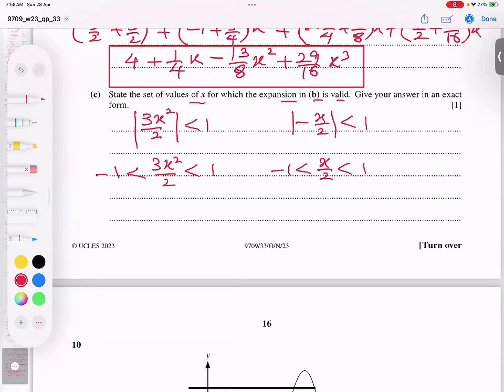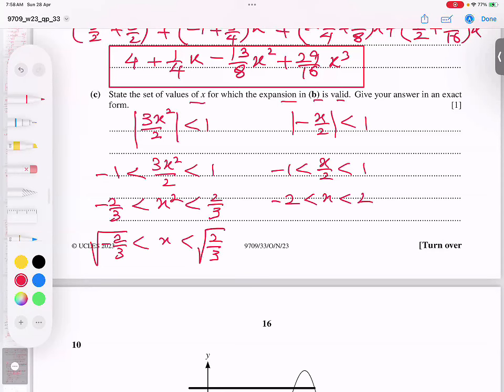Okay. Students, this 2 will go there, negative 2, and 3 divides. Here, same, 2 over 3, take the root of both sides. And what about this, students? Negative 2, positive 2.